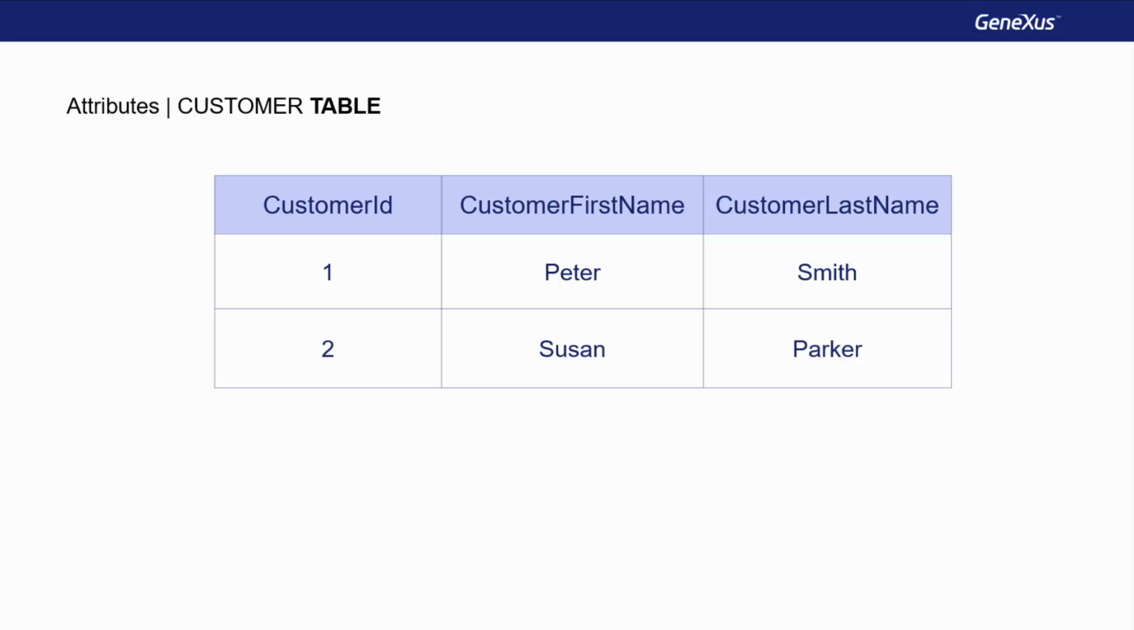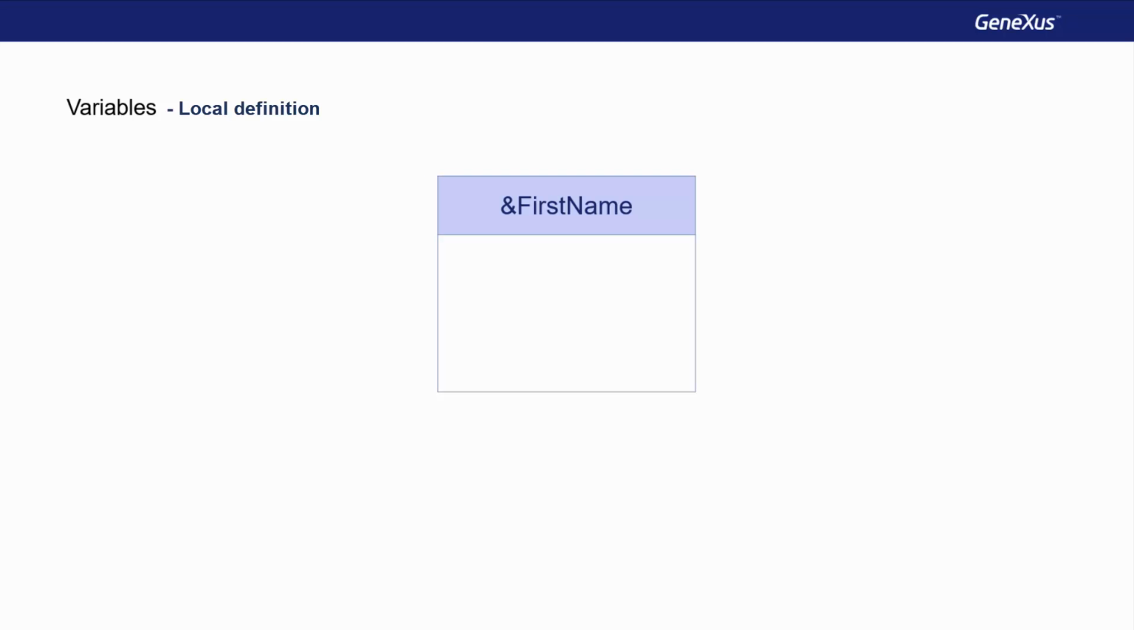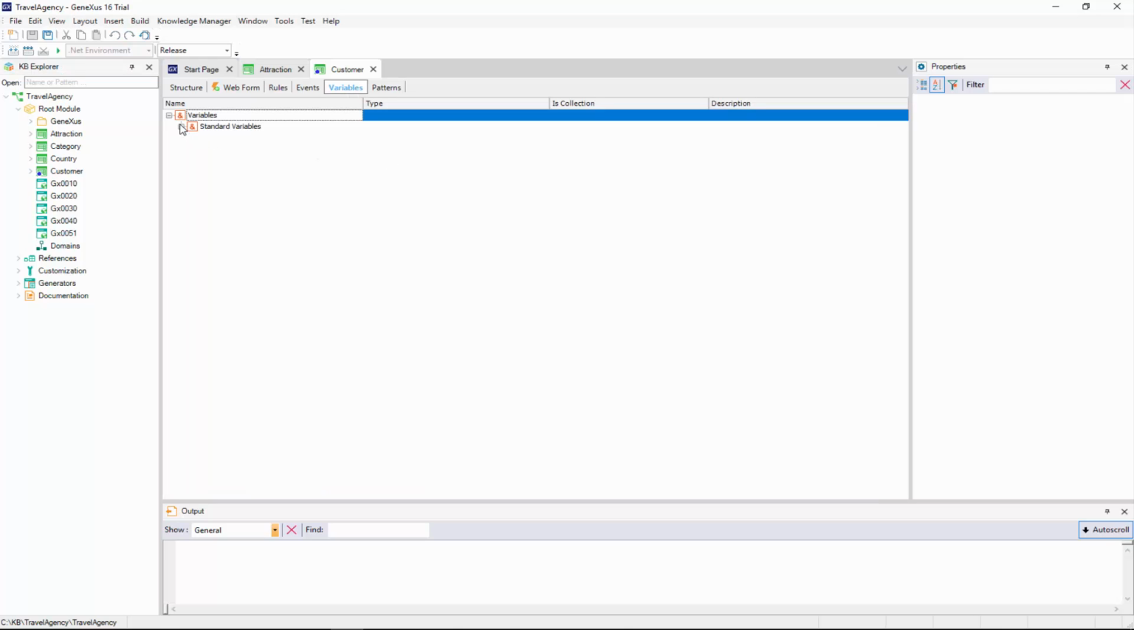Most GeneXus objects allow defining variables. These variables are local, which means that they can only be used within each object. To make reference to a variable, the ampersand symbol must be used. For example, ampersand total. If we open the variable selector within a transaction, we will see that a set of variables has already been defined. They are system variables, such as, for example, ampersand today, ampersand mode, and so on. In particular, the ampersand today variable allows obtaining the current date taken from the system.